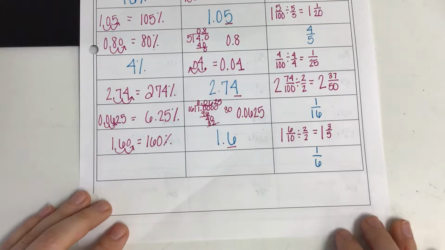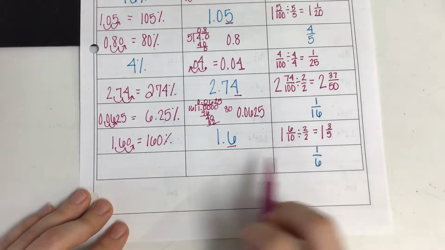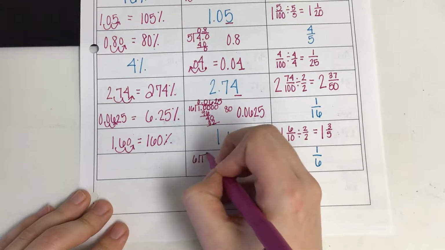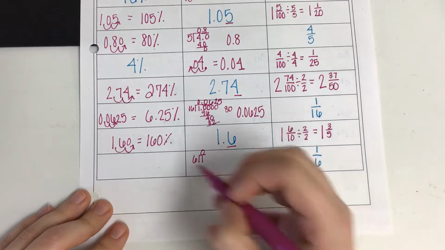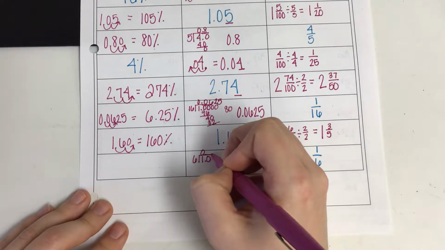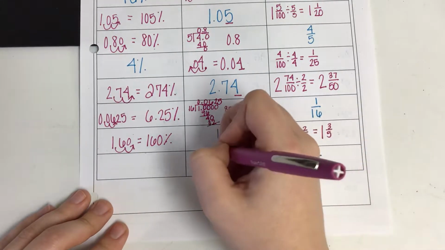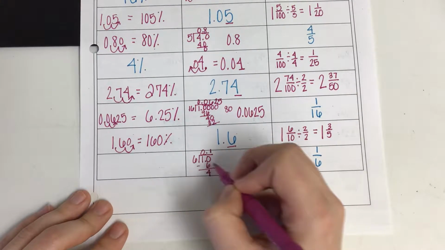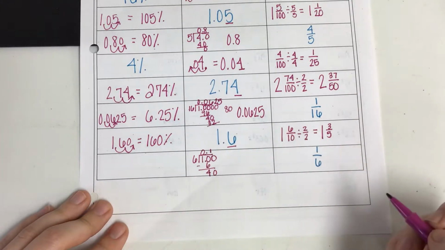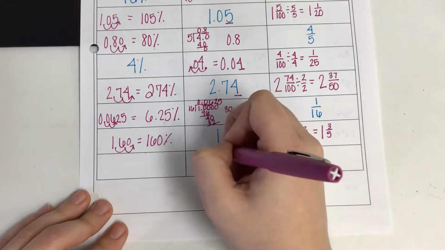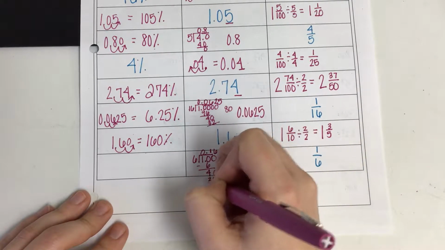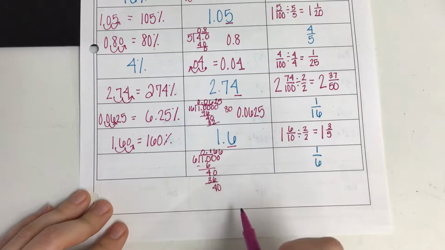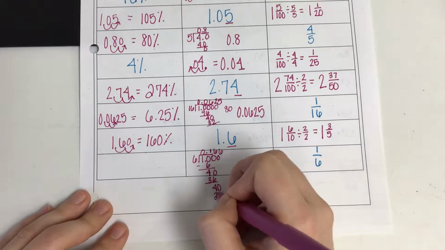Our last one, 1/6. In order to change that to a decimal, we have to do 1 divided by 6. 6 goes into 1 0 times, so we add a 0.0. 6 goes into 10 once, and we get 6. We're left with 4 when we subtract, and I have 40. 6 goes into 46 times, and that gives me 36. I'm left with a 4 again.